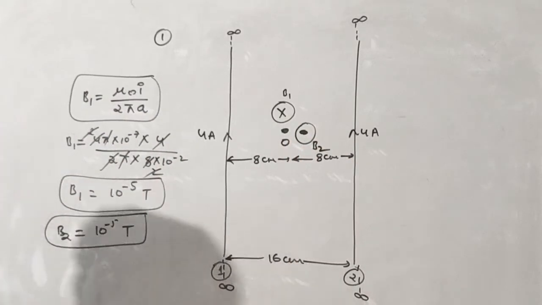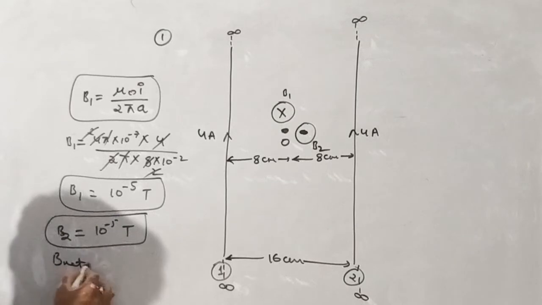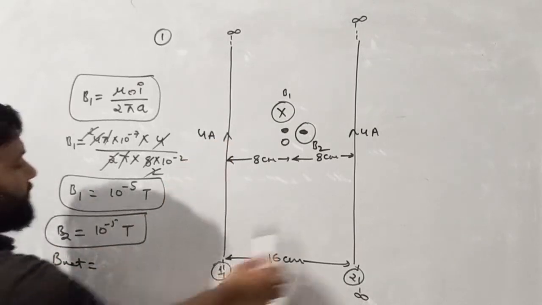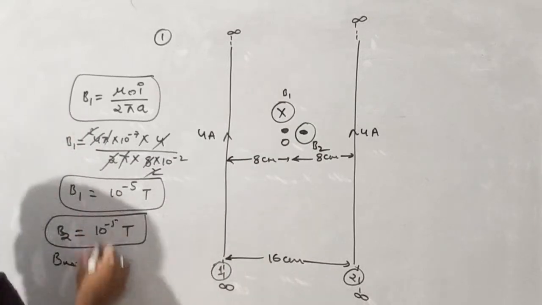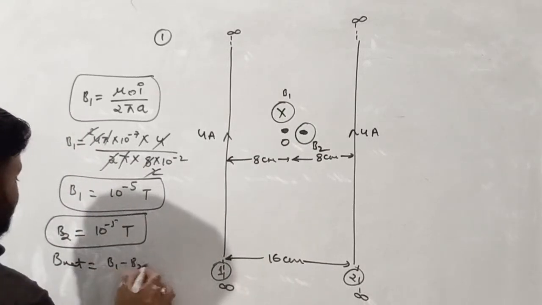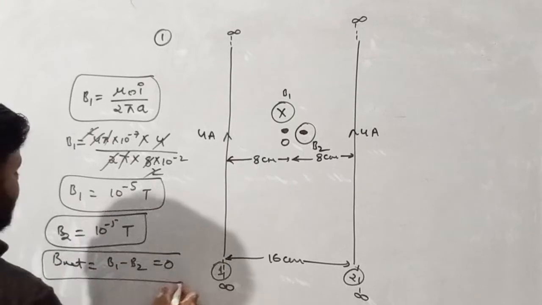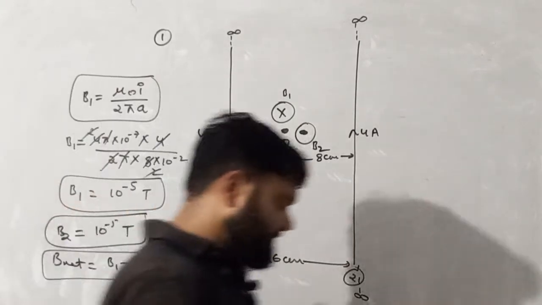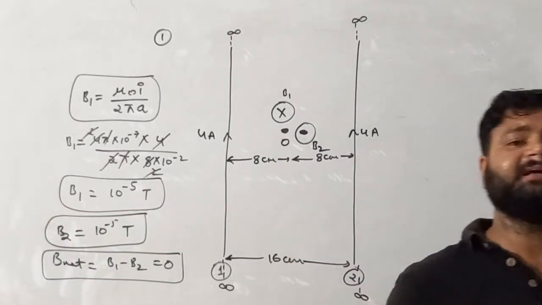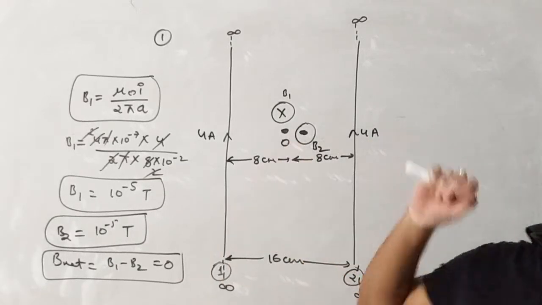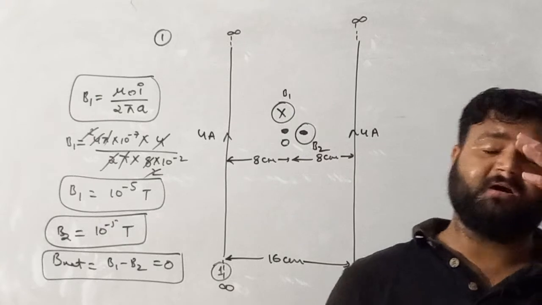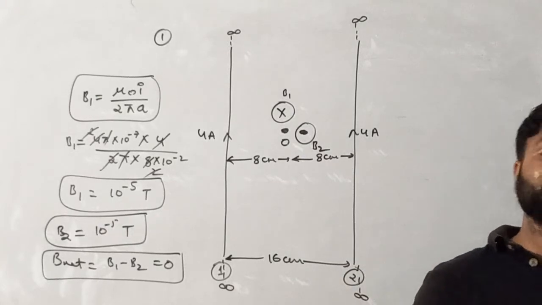So the net magnetic field, my dear student, the directions of the magnetic field due to both the wires are different. One is inside, other is outside. So the net magnetic field is B1 minus B2, which is equal to 0. So if the wires are parallel to each other and both carry the same current, then at the center of the wires the value of the magnetic field is 0.